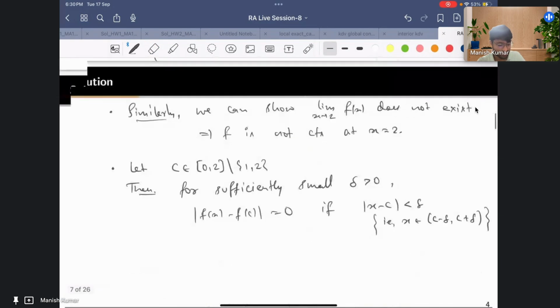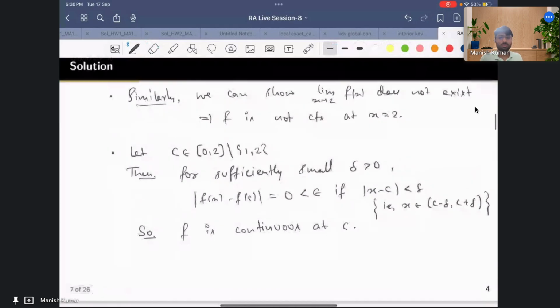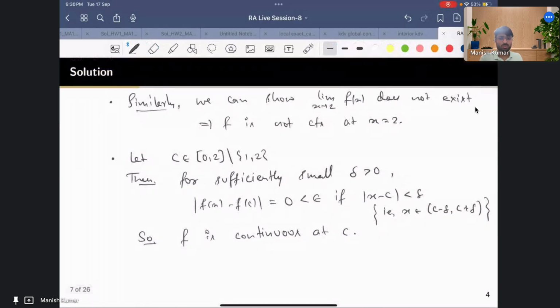Yes, sir. So that's why that difference is going to be 0, and this is obviously less than epsilon. Whatever epsilon you choose, it does not make any difference. So this tells you f is continuous at c, which belongs to the interval, so maybe I have already written where my c is. It is continuous at c. So it is discontinuous only where there is a jump.